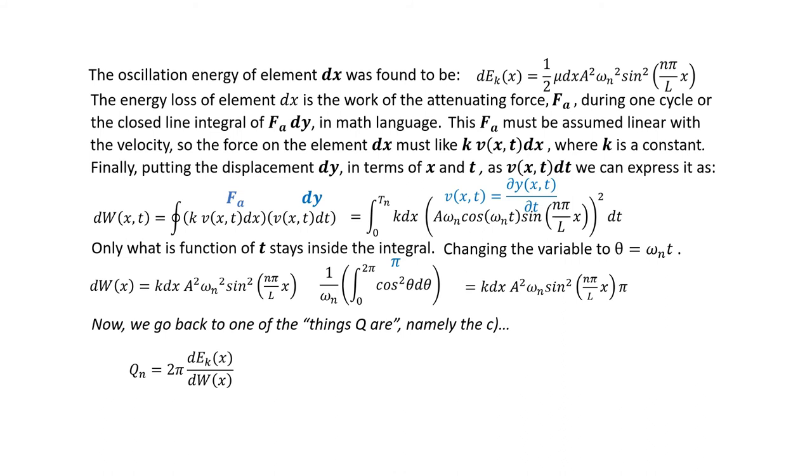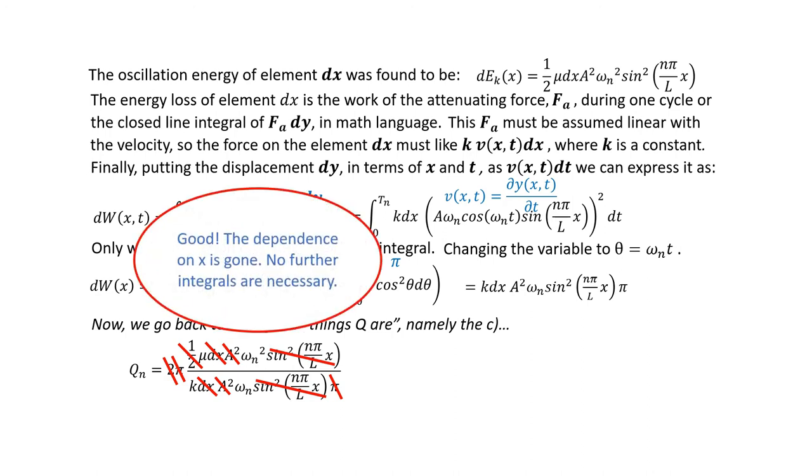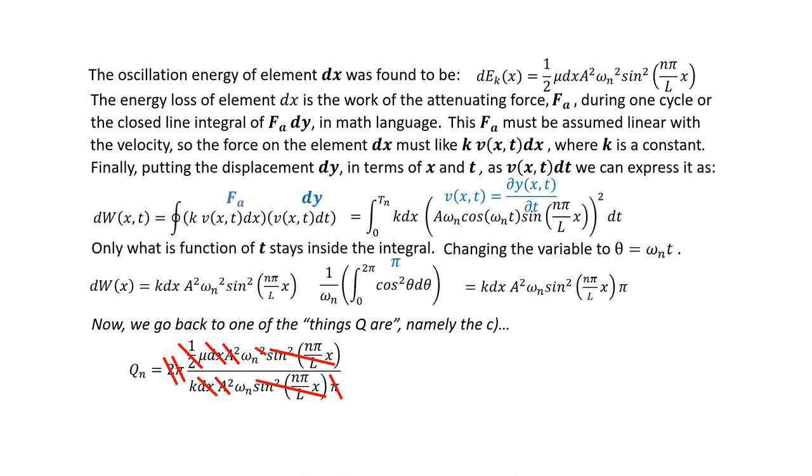Now we go back to the Q definition, and namely Q. And we put the energies with their expressions. There's a lot of canceling here. Oh, good, the dependence on x is gone. No further integrals necessary. Finally, the square of omega sub n goes away, and we get, ta-da, the Qs are proportional to the frequency. What was requested has been proven.